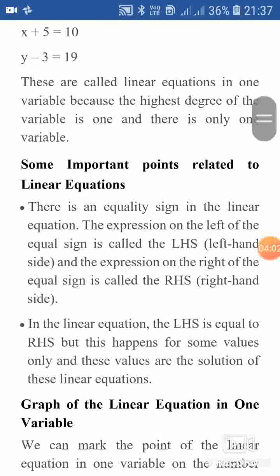Now some more important points. In a linear equation, there is an equality sign. On that equality sign, one side is the left hand side, the LHS, and the other is the right hand side, the RHS. So in a linear equation there are two sides, the left hand side and the right hand side. But sometimes it happens that the values are not equal.